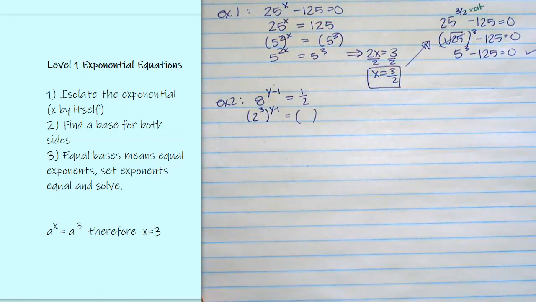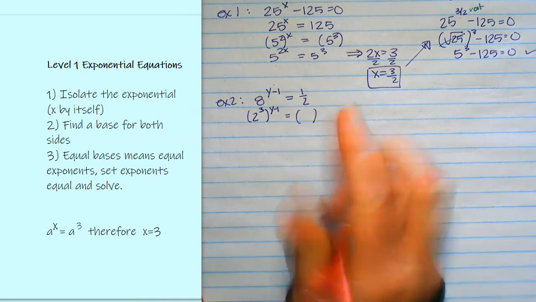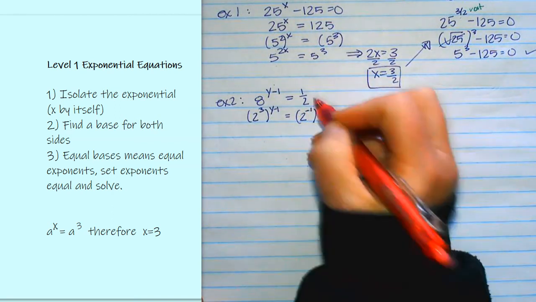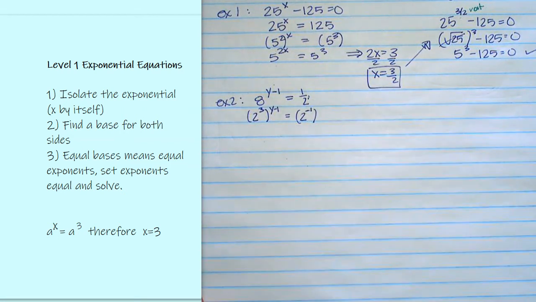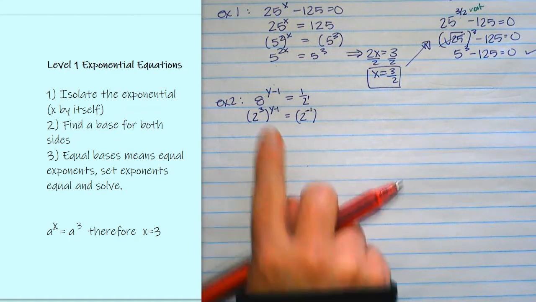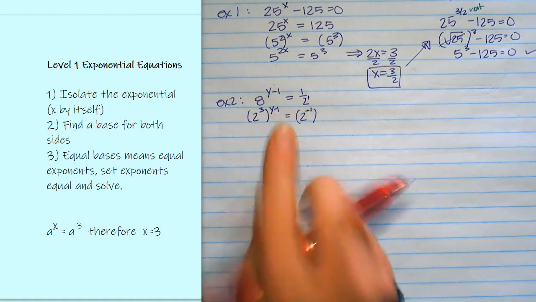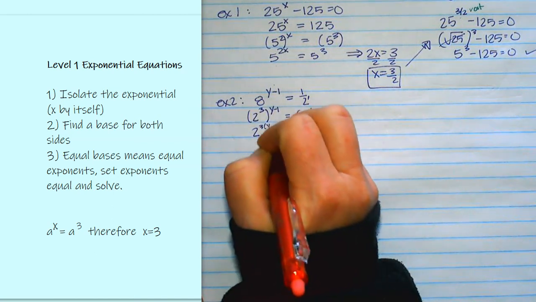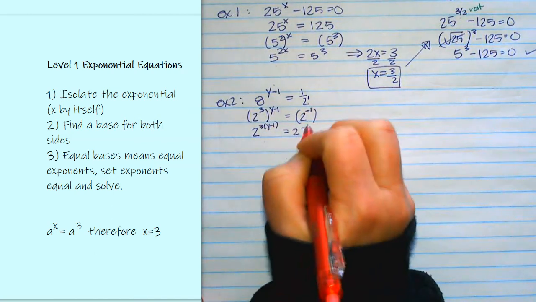So I haven't done anything with that yet. I've just rewritten it in a way that is going to have a base of 2. On this side, I'm going to make this a base of 2. To do that, I say 2 to the negative 1. This is 2 to the first, and I move it to the top. It becomes negative 1. Now I have the same base, but before you do anything else and make a careless mistake, let's review the math rules. So right here, this is power of again. This is really 2 to the 3 times y minus 1, distributive property.